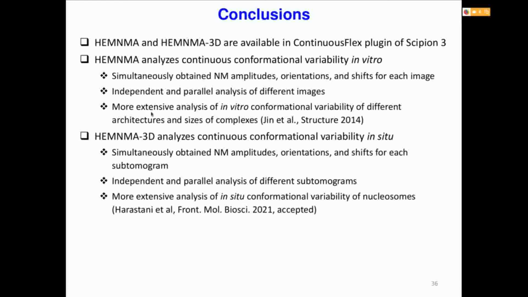The method allows more extensive analysis of in vitro conformational variability of different architecture and sizes of complexes, which we showed in the past. And this new method is an extension of HEMNMA that allows continuous conformational variability in situ. Again, it is simultaneously getting normal mode amplitudes, orientation, and shifts for each subtomogram. Subtomograms are analyzed independently and in parallel. And I showed one example of more extensive analysis of in situ conformational variability of nucleosomes that has been recently accepted for publication.